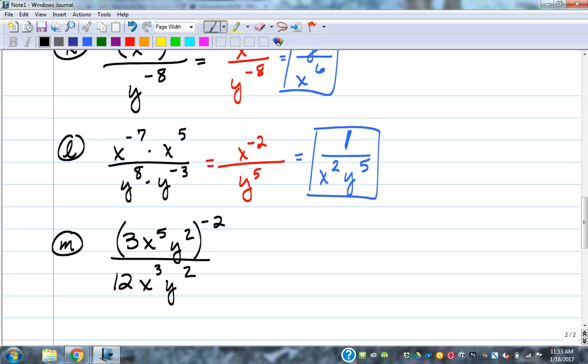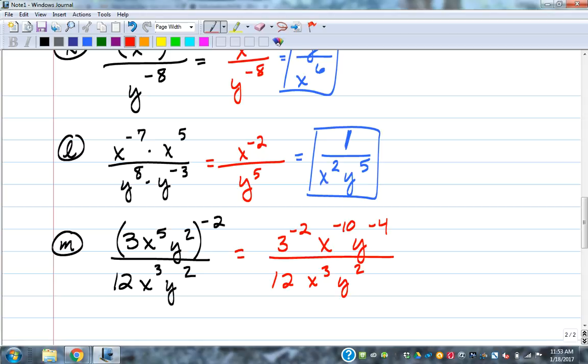So we ended up with 3 to the negative 2, x to the negative 10, y to the negative 4. Does anything change on the bottom? No, not yet. Now we're going to follow all our other rules first before we deal with those negative exponents. We're going to have to deal with them, but not right now.